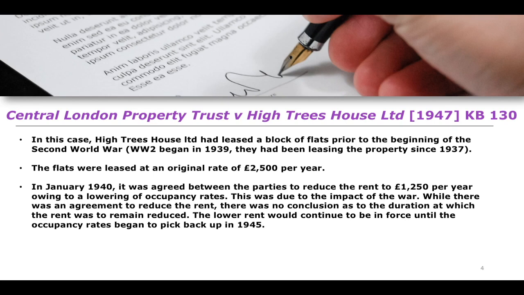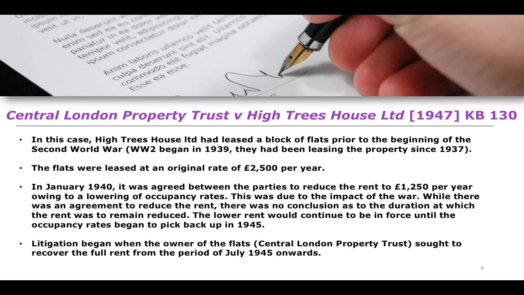So there was a period of time during the war where there was a lower occupancy rate. They agreed in January 1940 to lower the rent by half to £1,250, and there was no agreement as to how long this lowered rate would continue. It would continue, as it turns out, until around 1945, when the rates would increase as a result of the increase in occupancies.